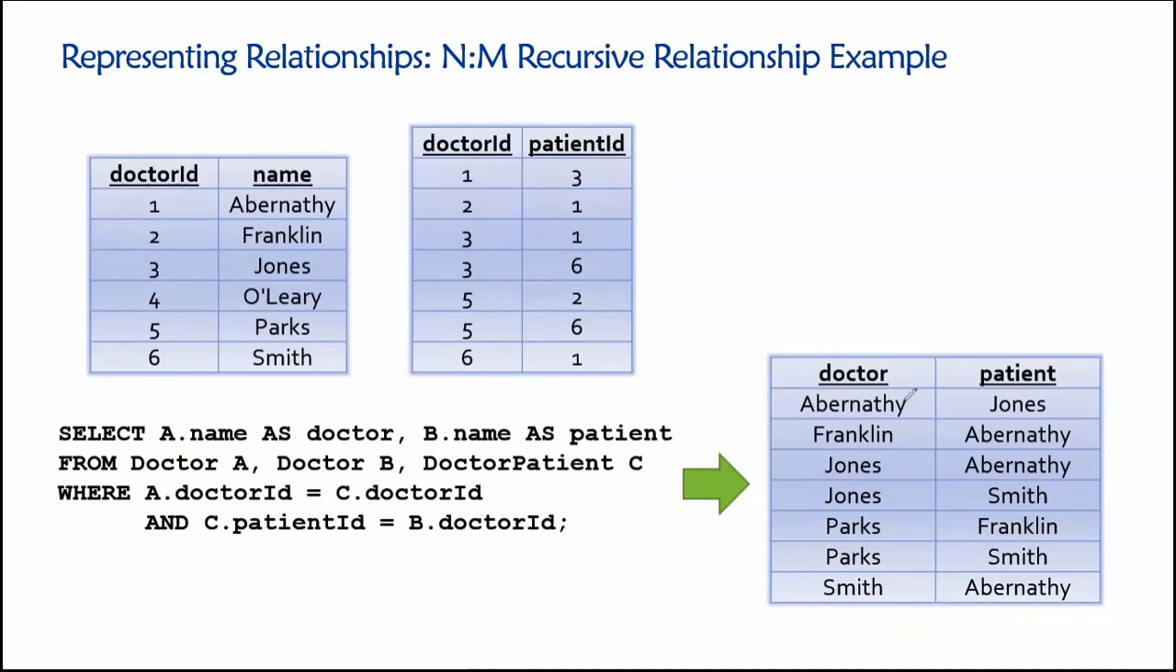Okay, so we can now see that Dr. Abernathy treats Dr. Jones. But Dr. Abernathy is treated by Doctors Franklin, Jones, and Smith. And we could do the same for any of the other doctors. So Dr. Jones treats Dr. Smith, right? Dr. Smith is treated by Doctors Jones and Parks.